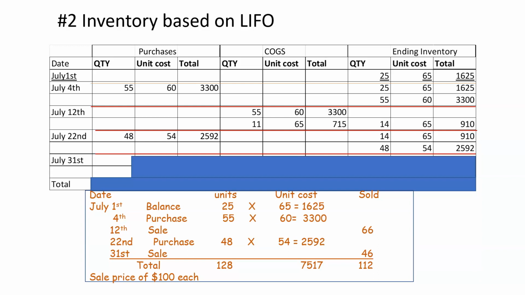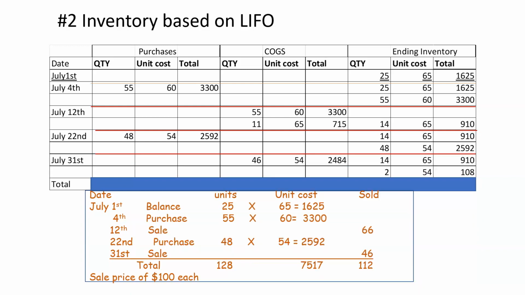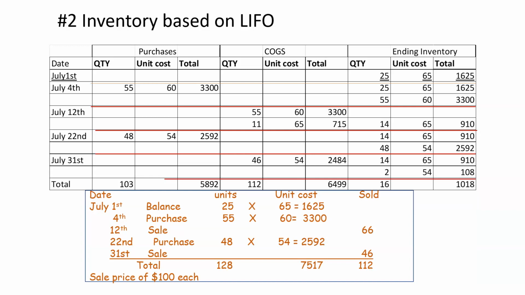Now we bought another 48 at 54, and now we had a sale of, I'm sorry, 46, and we can take 46 out of the 48 units at the price of 54. So now what we end up with is 14 at the old price and 2 at 54. And that gives us our total cost of goods sold and our ending inventory. And again, you always want to add them up to make sure they total.